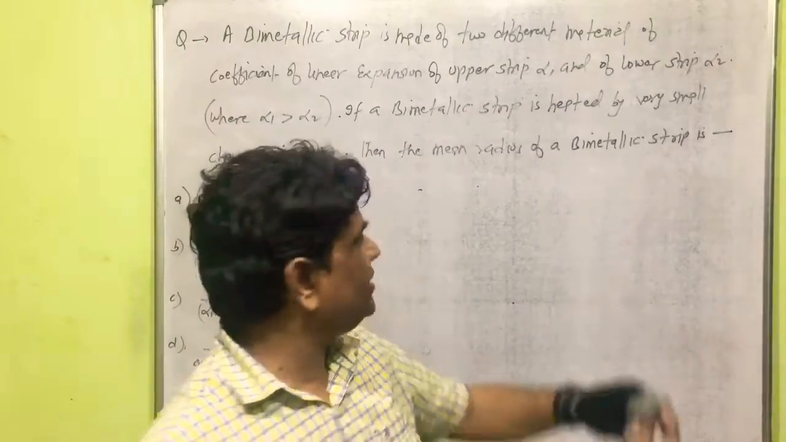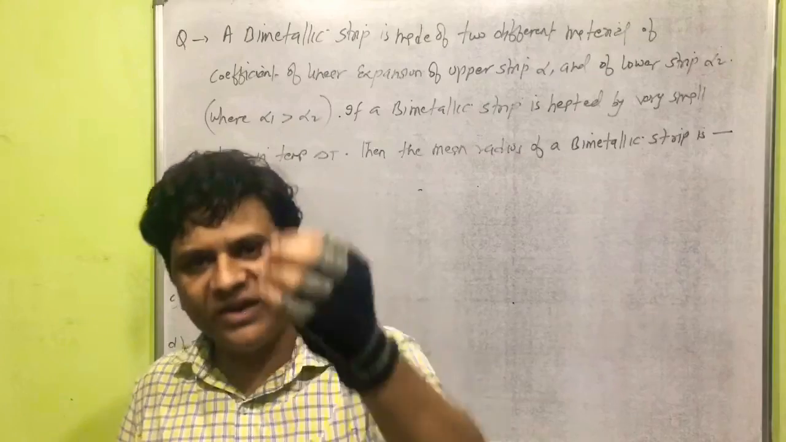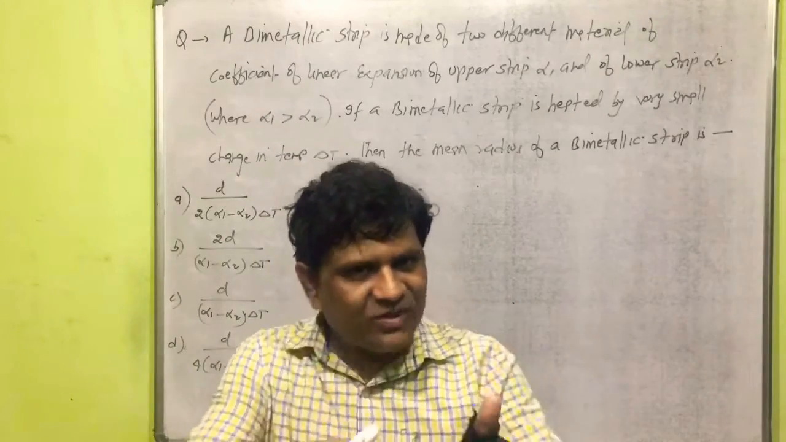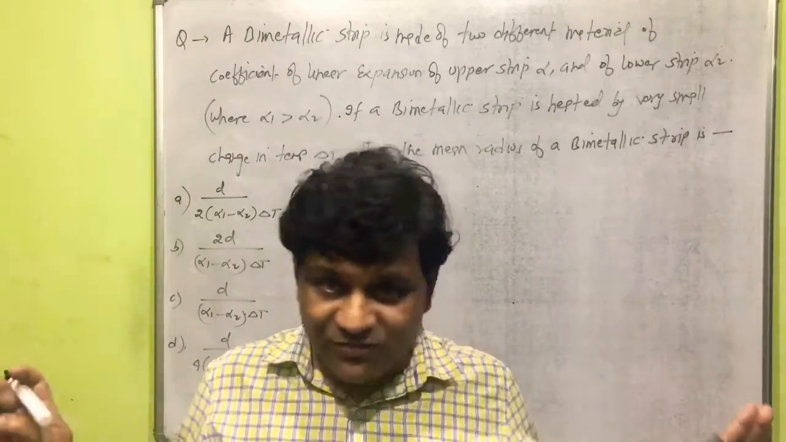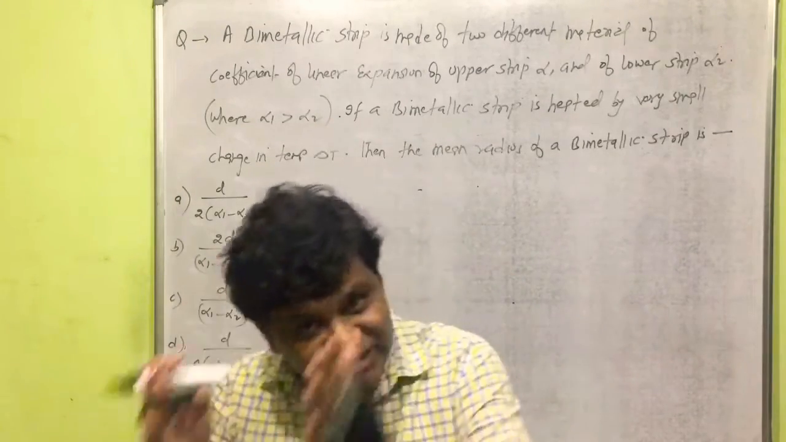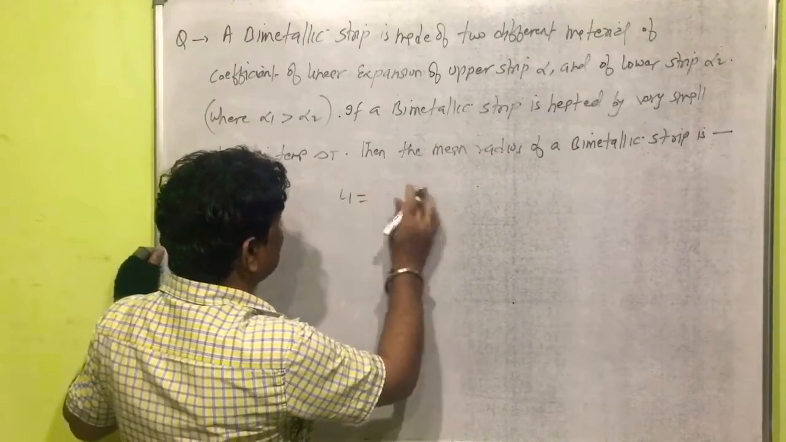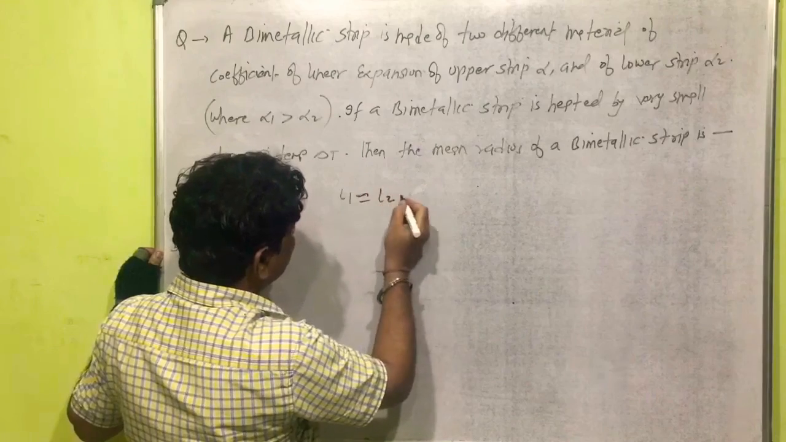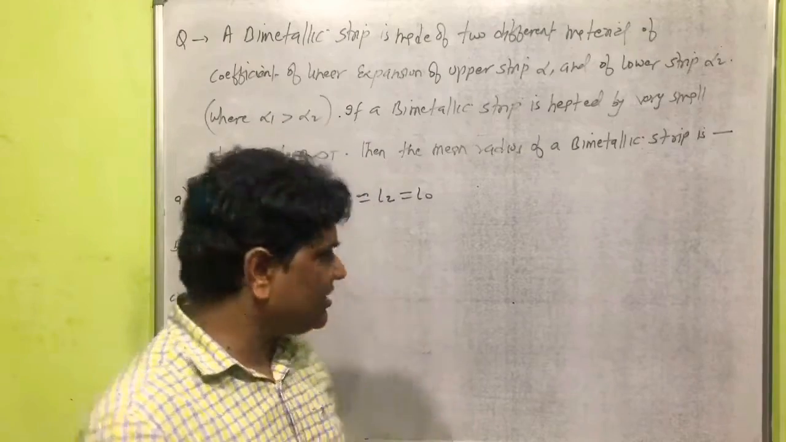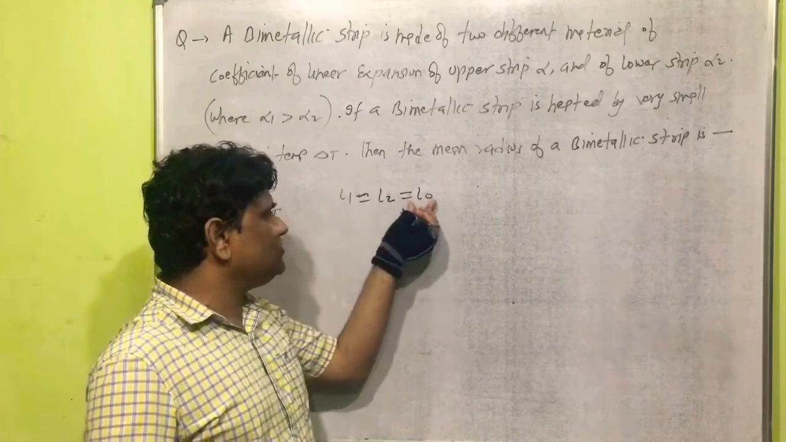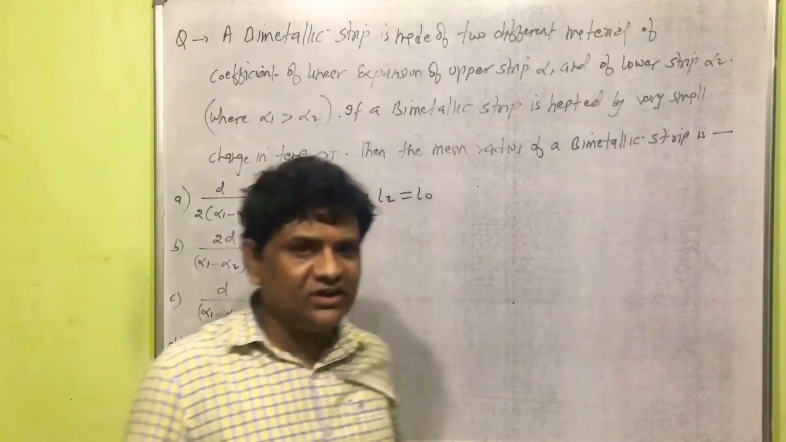So it should be clear here, if the change in temperature is very small, then change in length will also be very small. At that time L1 will be nearly equal to L2, which is equal to L naught. L1 will not be exactly equal to L2, it will be nearly equal. So we are taking here L1 nearly equal to L2 equal to L naught when a bimetallic strip is heated by a very small change in temperature.